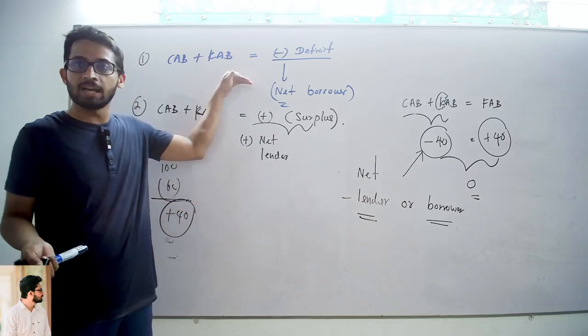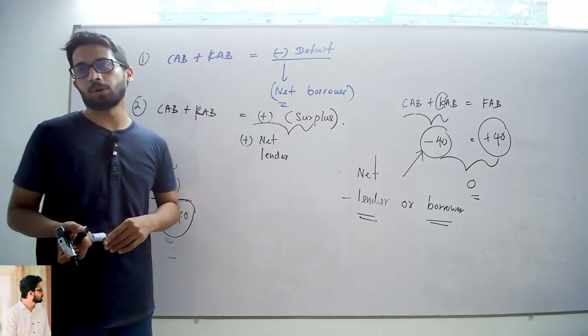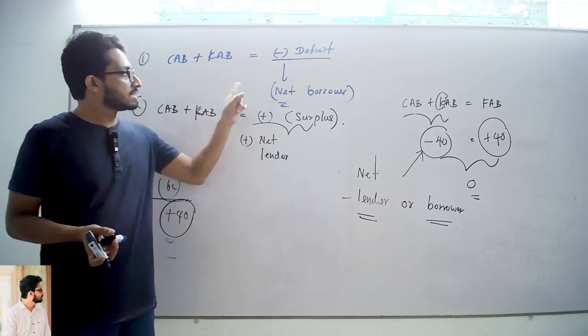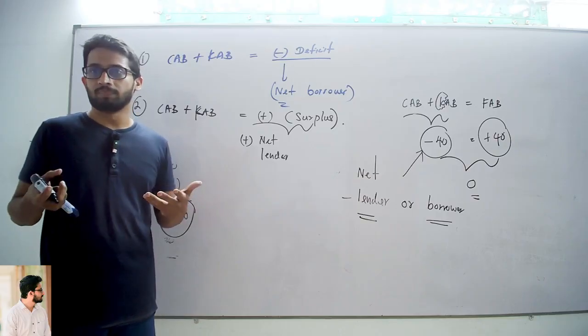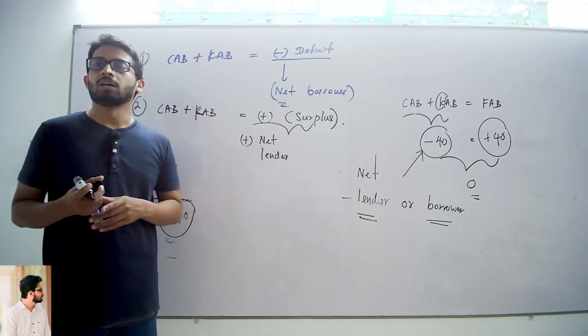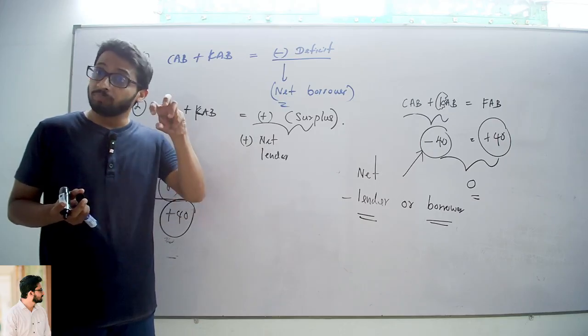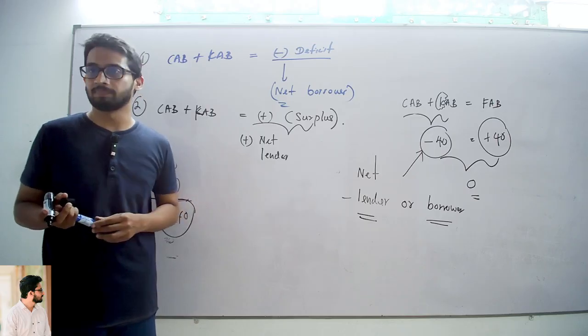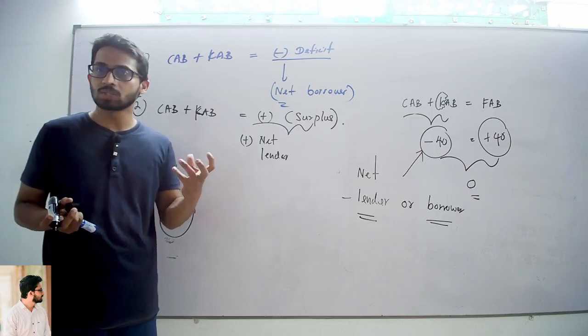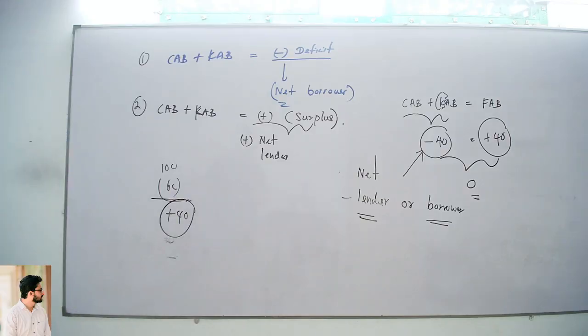We have a deficit value in the current and capital account. If there is a deficit value, it means we are a net borrower. We have to borrow funds from other countries to fill this gap. This is called the foreign resource gap as well. Any doubt?